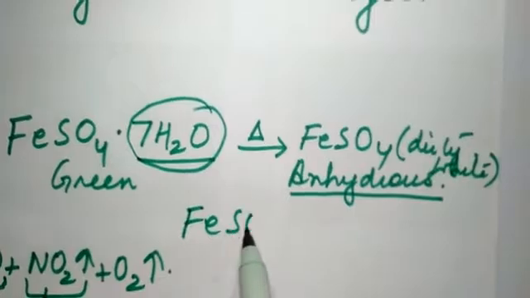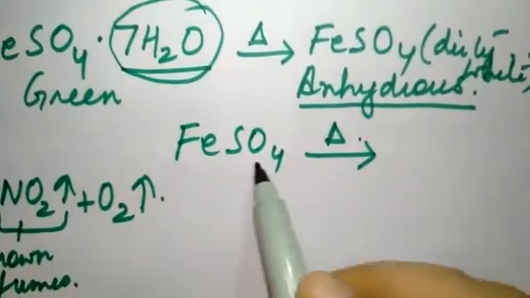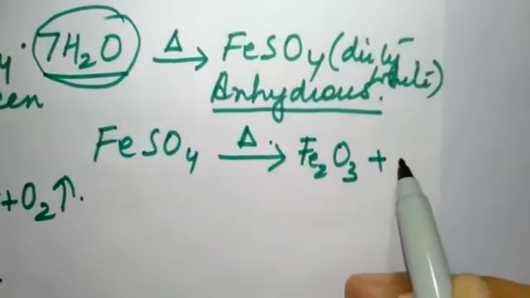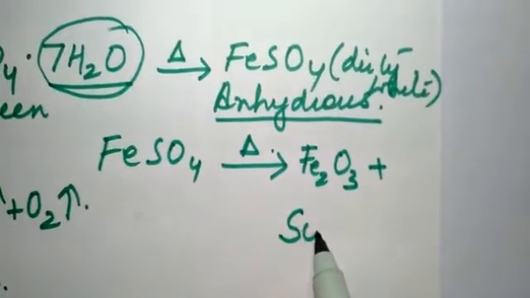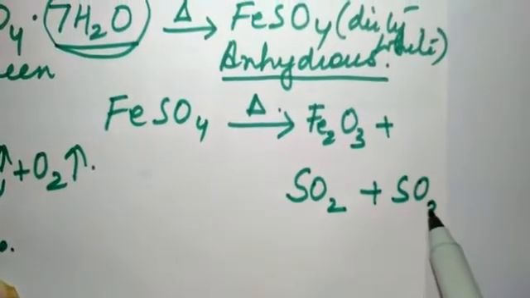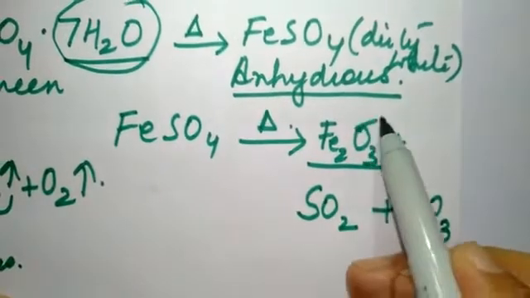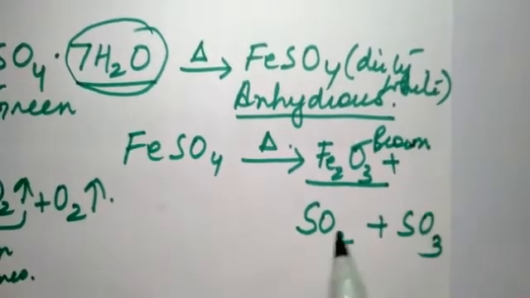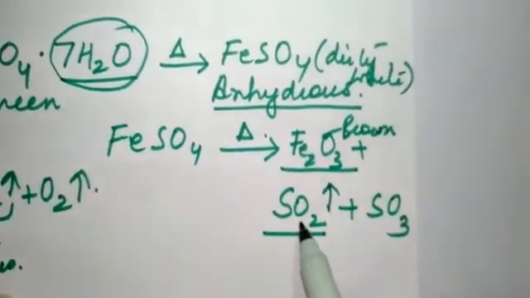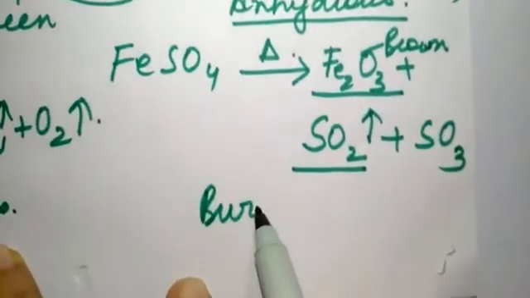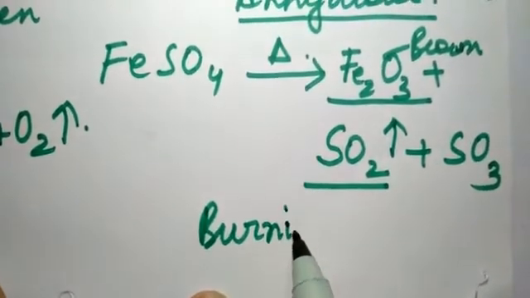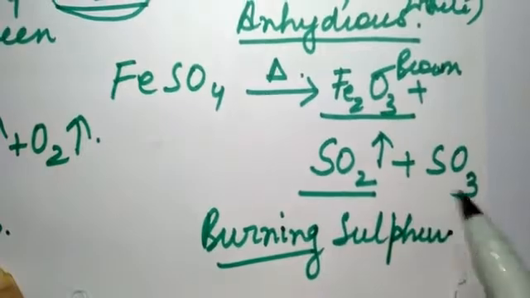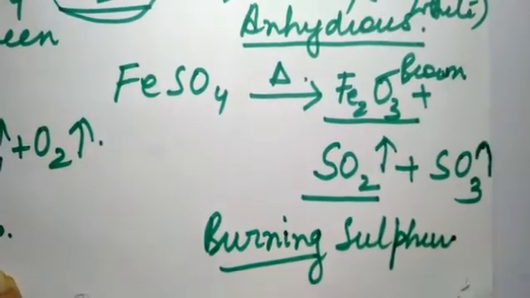Now if we further heat this anhydrous FeSO4, what is formed is Fe2O3, ferric oxide, plus two gases are evolved, SO2 plus SO3. Ferric oxide is brown in color. The solid formed, ferric oxide, is brown in color, and sulfur dioxide gas is recognized by its smell. It has the smell of burning sulfur. If you burn a matchstick, the same smell is of this sulfur dioxide gas. So two gases are evolved, sulfur dioxide and sulfur trioxide.